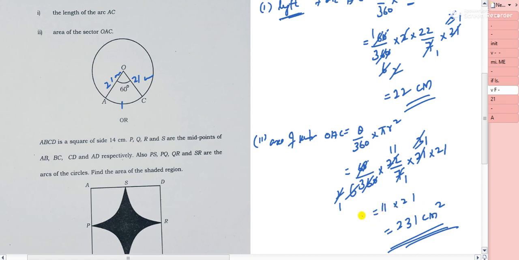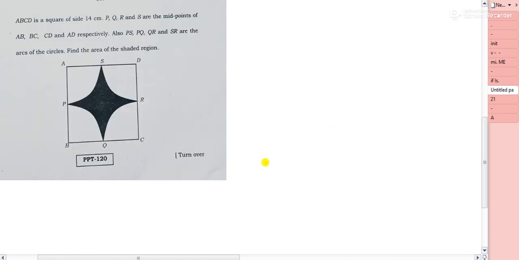I hope you have understood. Moving to the OR question now. Okay, so the OR question says ABCD is a square of side 14 centimeter. You can see ABCD. Okay, it is a square of side 14 centimeter. P, Q, R and S are the midpoints of AB. You can see P, Q, R, S. They are midpoints of AB, BC, CD and AD respectively.